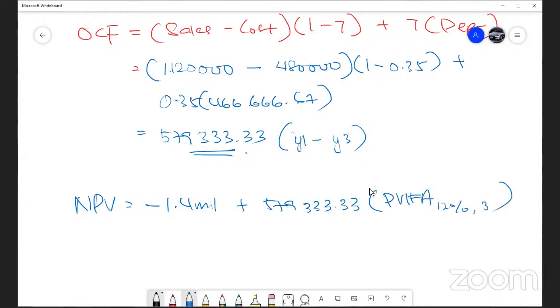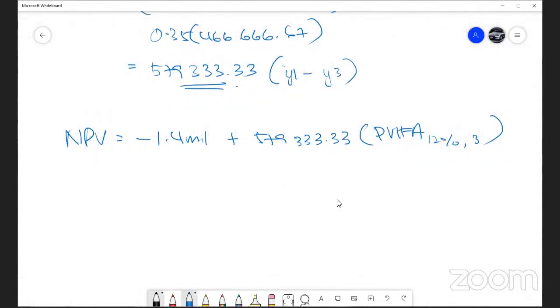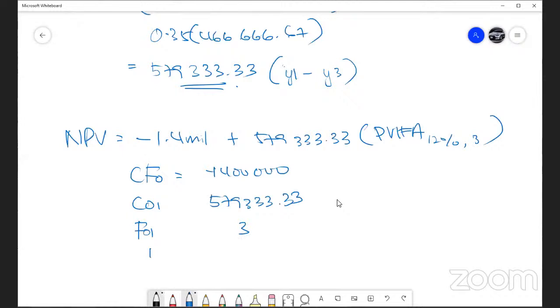You can get the NPV on the calculator, no need for me to repeat. Same thing. Cash flow at time 0, negative 1.4 million. Cash flow 1, 579,333.33, frequency of cash flow 1, repeat 3 times. Interest is 12%. Compute NPV. So what do you get? Let me know.